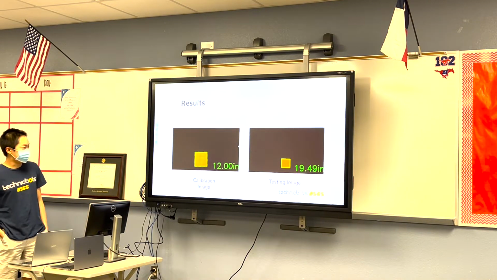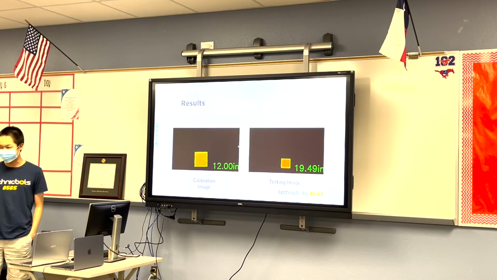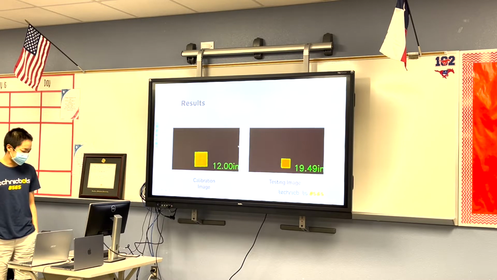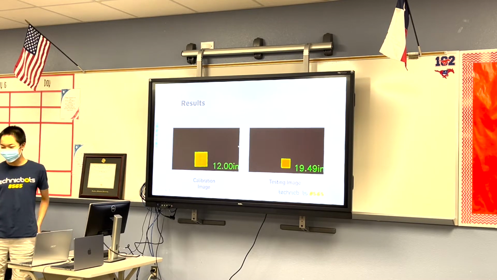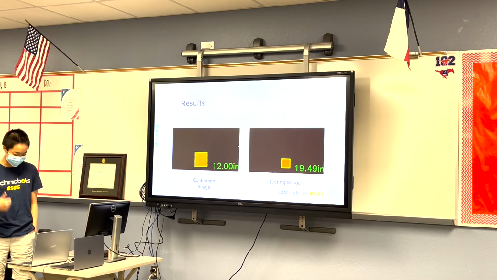On the left, it's a calibration image that I use to determine F. It's exactly 12 inches away from the camera. And then to test it, I use it on the right image. It's a bit further from the camera, and it says it's 7.5 inches away, which is kind of close to what I had.